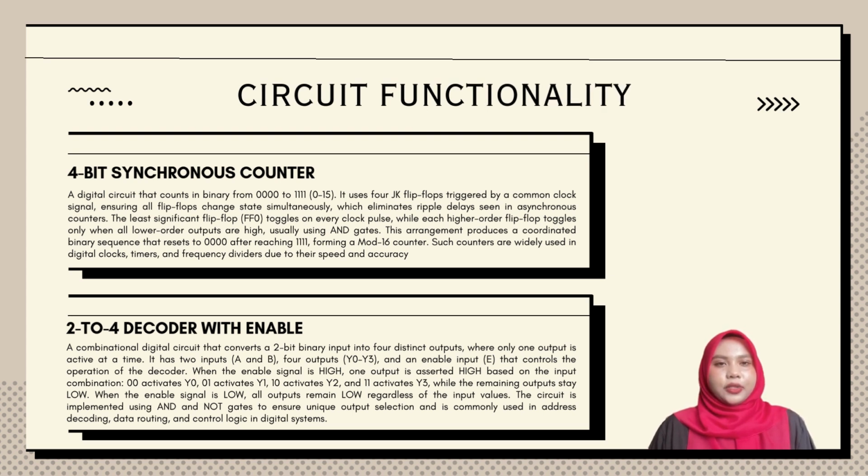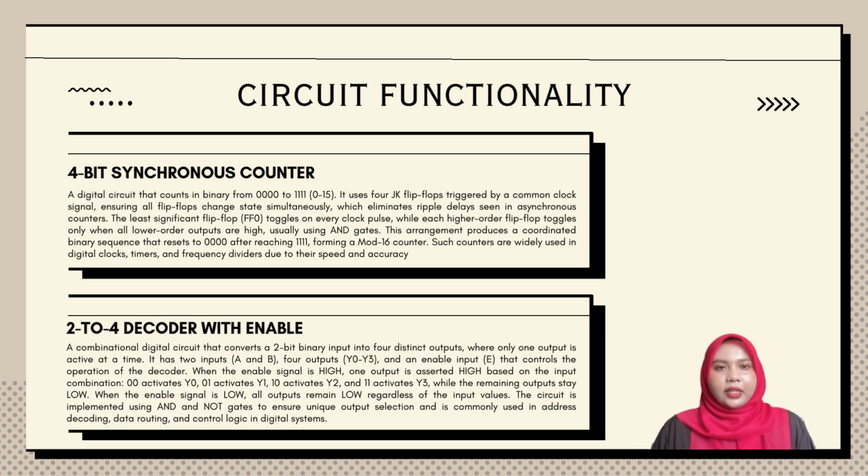For the 4-bit synchronous counter, a digital circuit that counts in binary from 0000 to 1111, which is 0 to 15, it uses 4 JK flip-flops triggered by a common clock signal, ensuring all flip-flops change state simultaneously, which eliminates ripple delays seen in asynchronous counters.